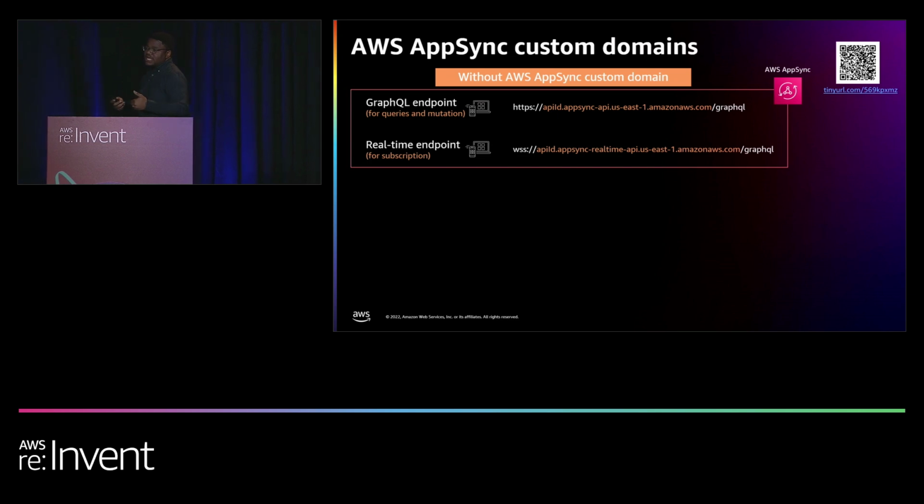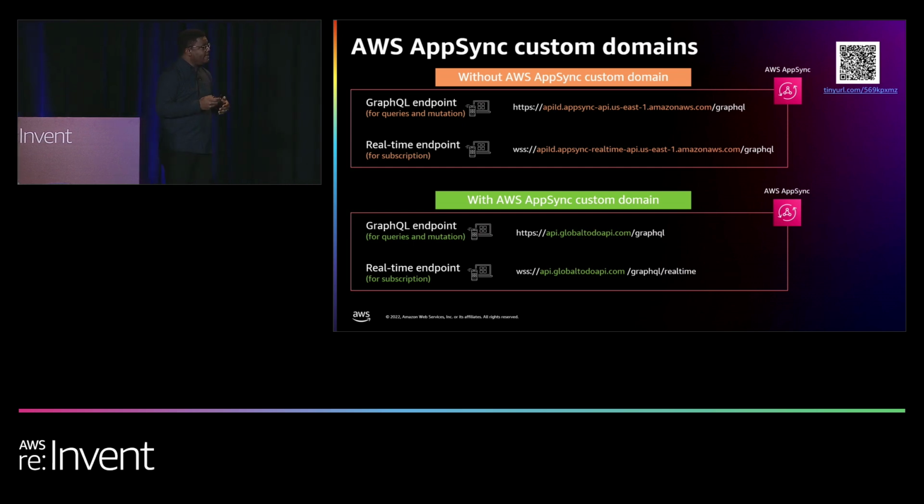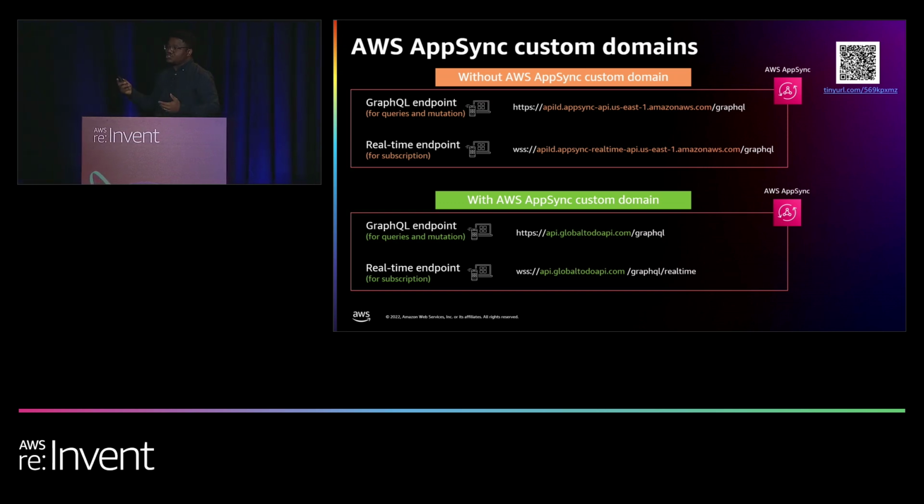So what that means is that clients will need to configure both URLs if they want to support queries, mutations, and subscriptions. But with custom domain, what we've done is to allow customers to bring their own friendly domain name, one single URL, or one single host name that will support queries, mutations, and subscriptions. I will be using this capability as we continue our discussion on deploying AppSync in multi-region, especially when it comes to the routing.